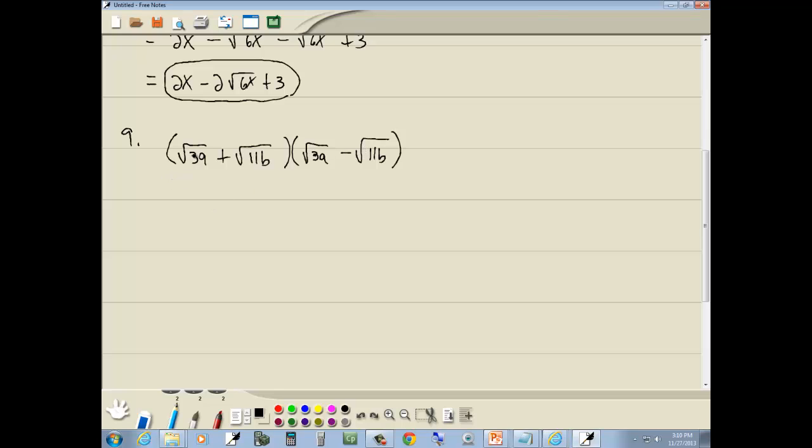Conjugate means your first parts are the same, square root of 3a, square root of 3a. Your last parts are the same, square root of 11b, square root of 11b. But the sign in the middle is different. Yeah, this is positive and this is a negative.